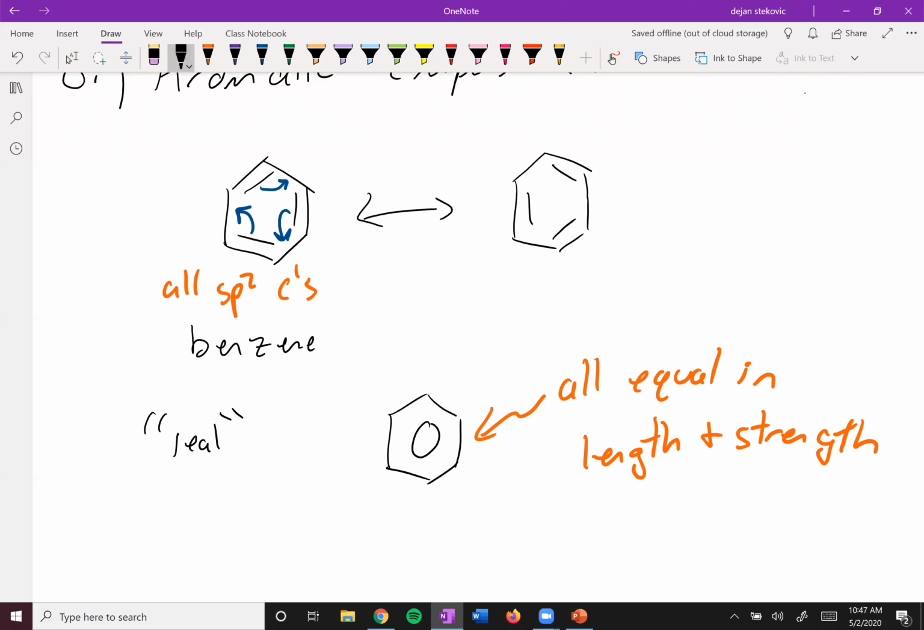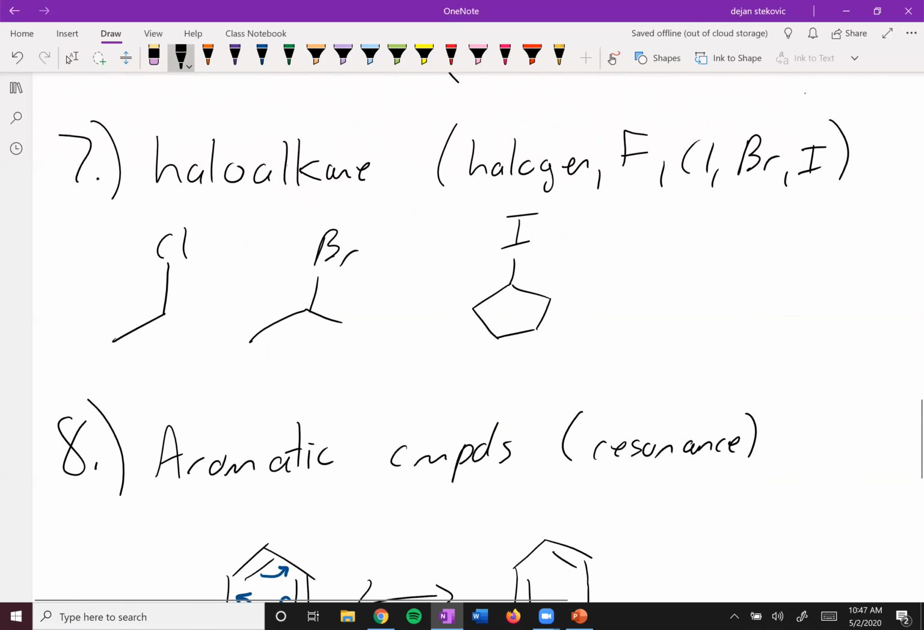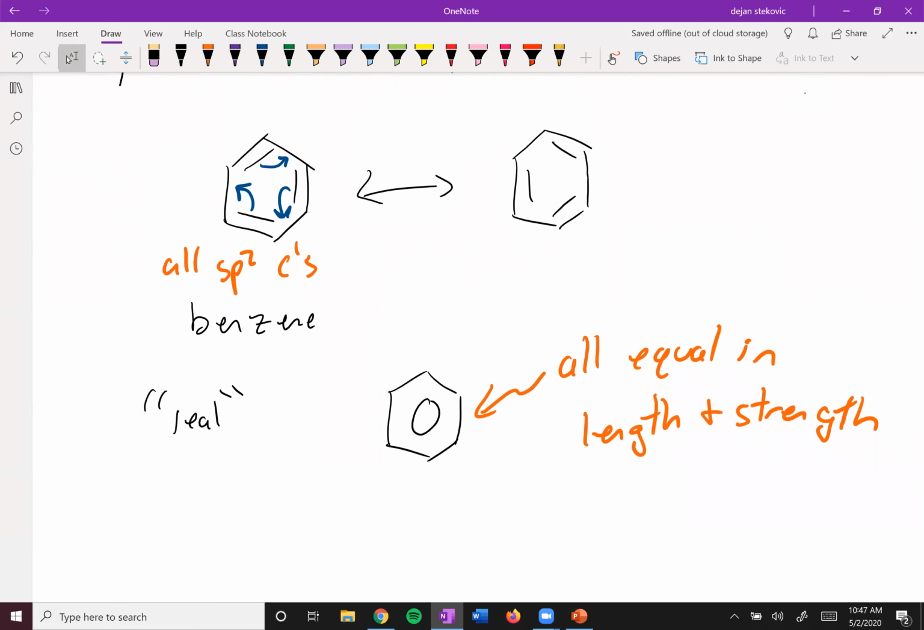Cool. And so those are the functional groups I want you to know. There's 8 of them. Not too bad. Be able to identify them and be able to draw them.